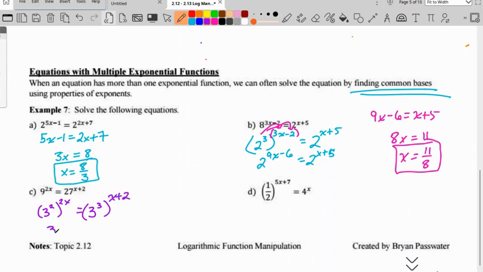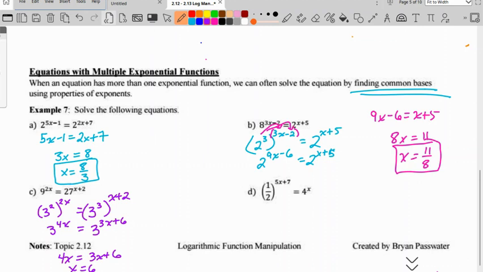Okay, so that's going to give me 3 to the 4x equals 3 to the... good job remembering to distribute, okay? And if 3 to the 4x equals 3 to the 3x plus 6, what must be true? You got it, 4x equals 3x plus 6. So that means x equals 6.